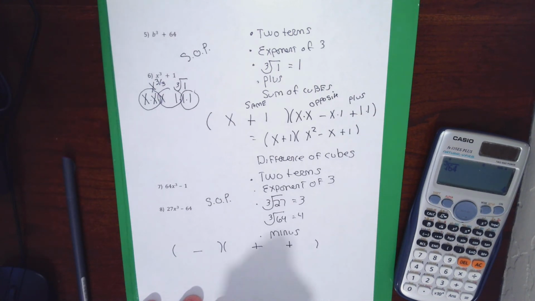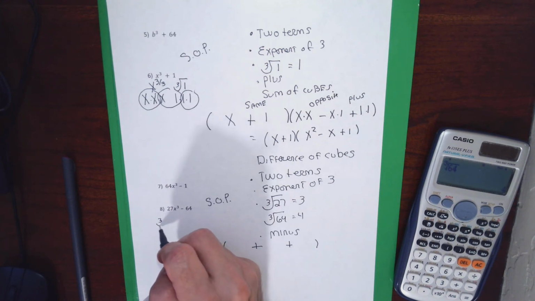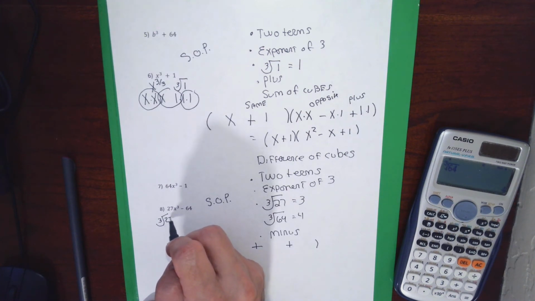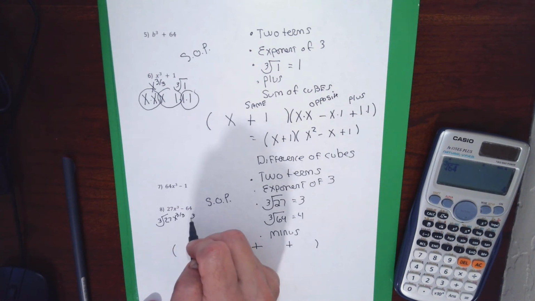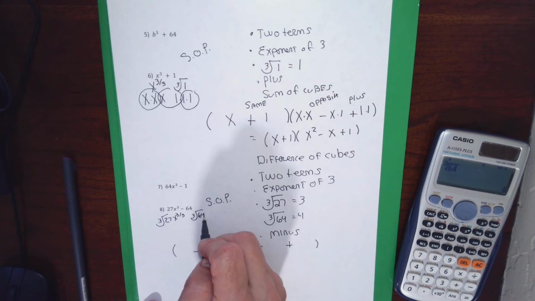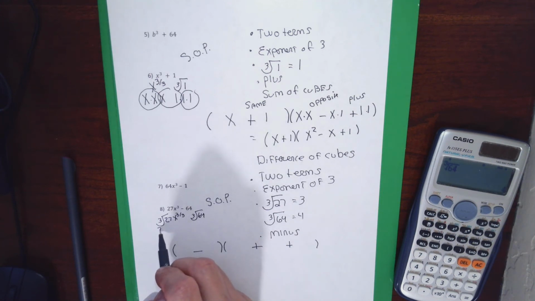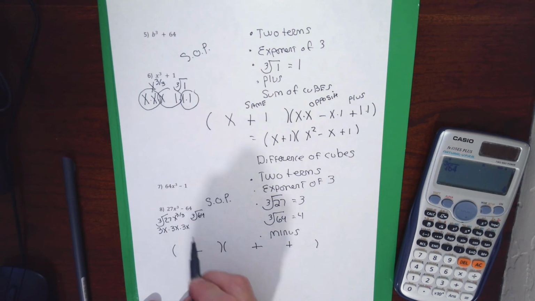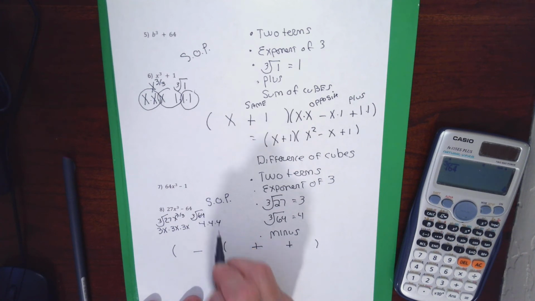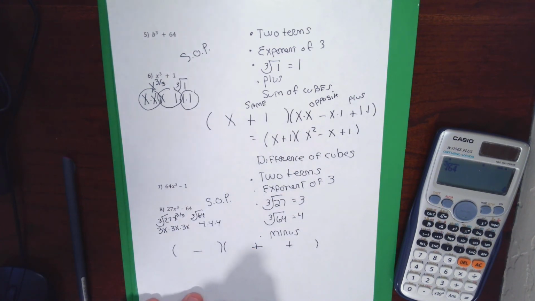Now I'm going to figure out what to fill up my parentheses with. I cube root the coefficients and the constants. I divide the exponents of the variables by 3. So the cube root of 27 is 3. X to the 3 divided by 3 gives me x to the first. The 27x cubed I'm going to think of as 3x times 3x times 3x. The cube root of 64 is 4. The 64 I'm going to think of as 4 times 4 times 4.